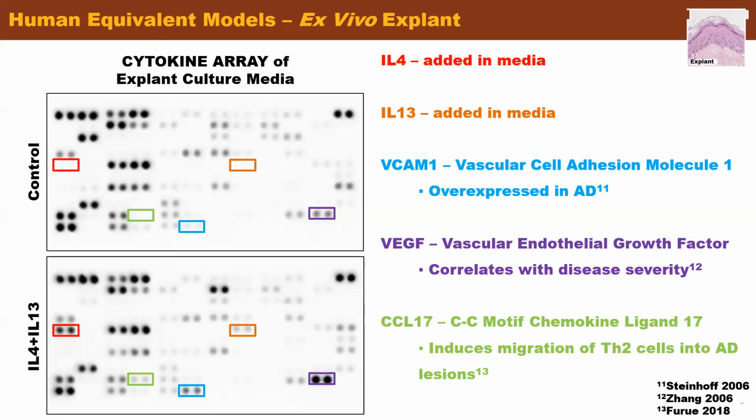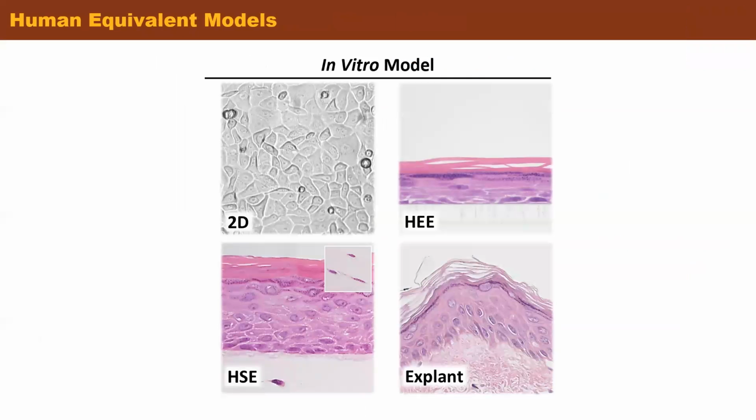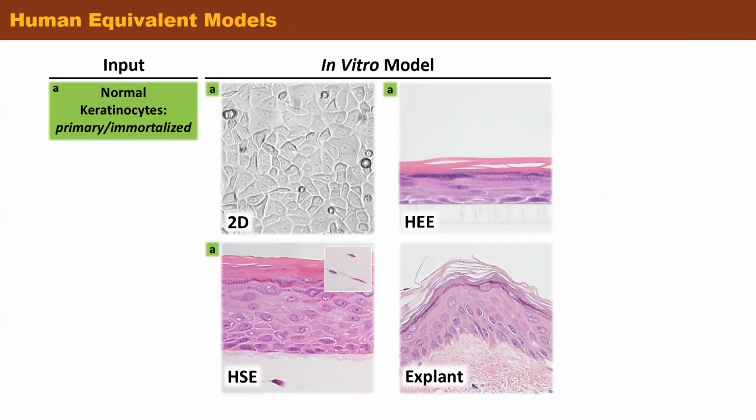We also find an increase in CCL17, which has been shown to induce migration of Th2 cells into AD lesions. So in summary, we have several in vitro models to study atopic dermatitis and other inflammatory skin diseases. There can be different inputs for these models, including normal keratinocytes.